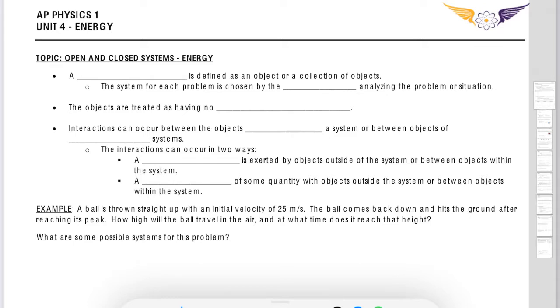And we talked about systems in Newton's laws, but we're going to have to distinguish not only what is a system, but what type of system it is. Okay, so let's get started. The first thing is that a system is defined as an object or a collection of objects. The way to think about the object is like a bowling ball, a single object rolling down a bowling lane. Or it can be a collection of objects, such as a car.